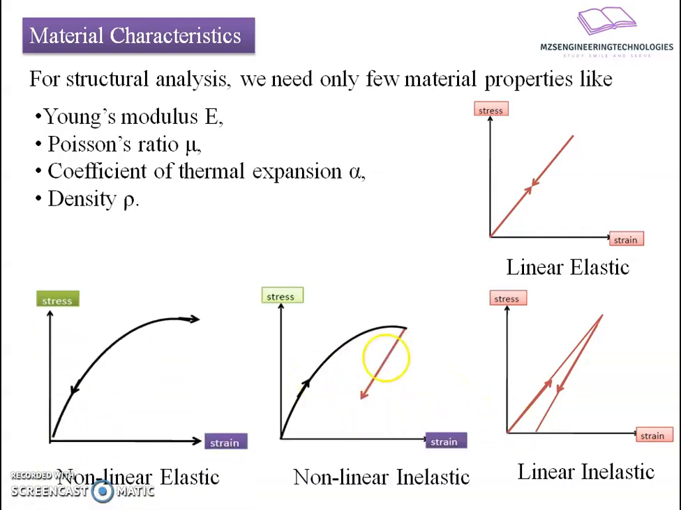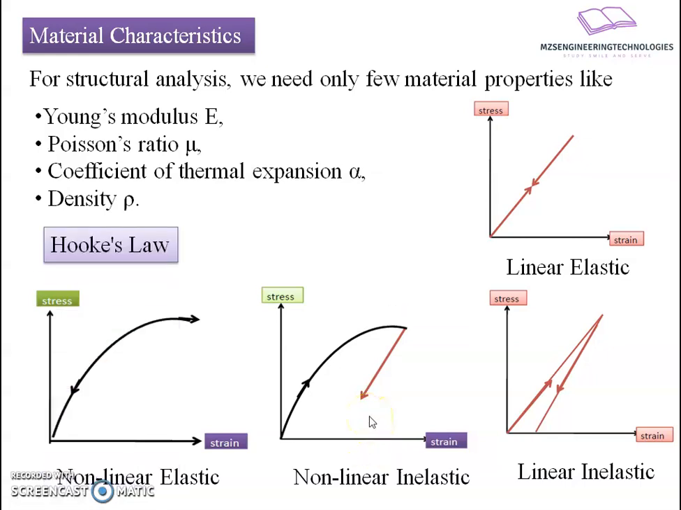Now there are two other forms: non-linear elastic material and non-linear inelastic material. The behavior is non-linear from the initial to the last, and there is no proportionality between the applied forces and the deformation gained by the member. But if it traces the same path during unloading as it followed during loading, then we call it an elastic material. Vice versa, we call it a non-linear inelastic material.